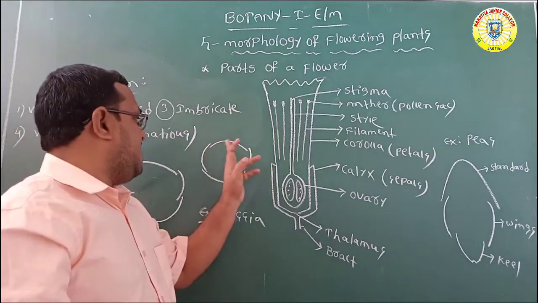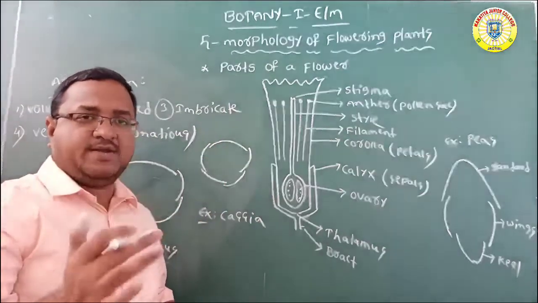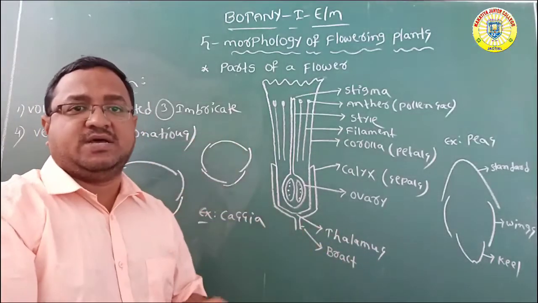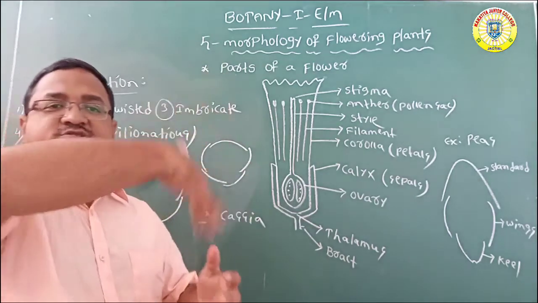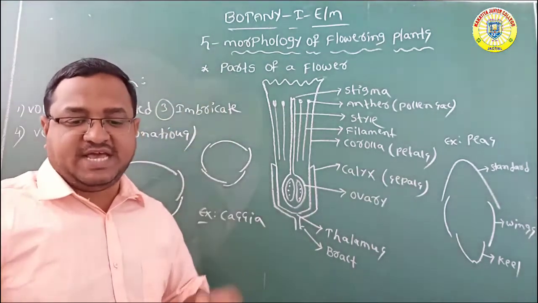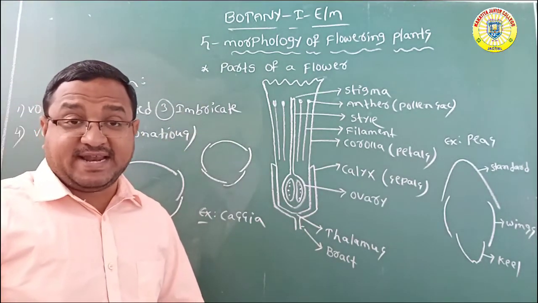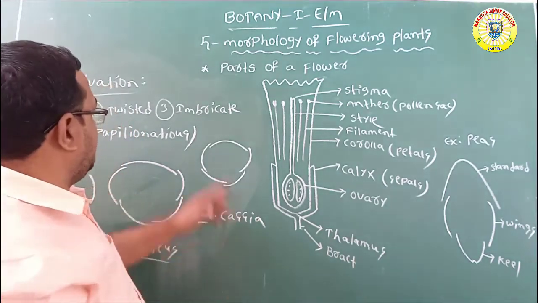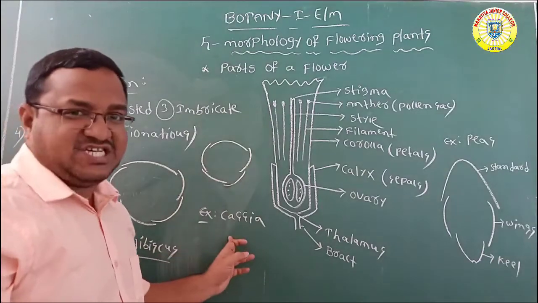Imbricate means the margin of one sepal or petal overlaps the next one, but not in any particular direction. That type of aestivation is called imbricate aestivation. Best example: Cassia auriculatum.